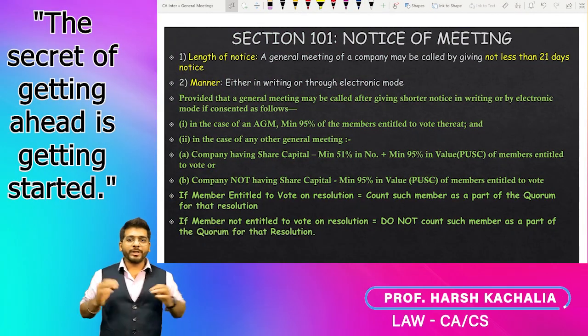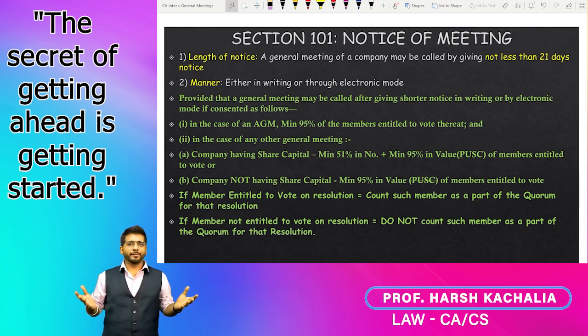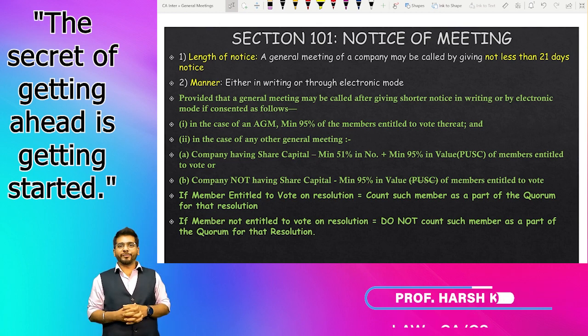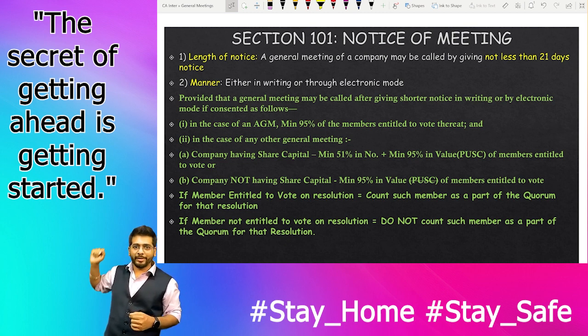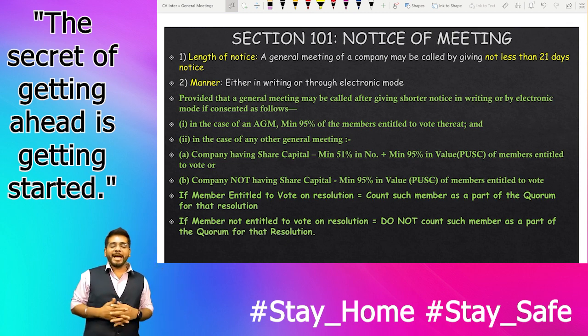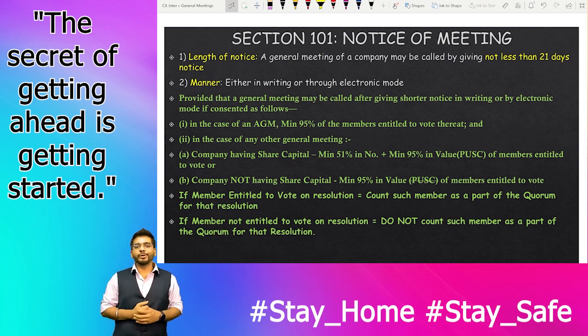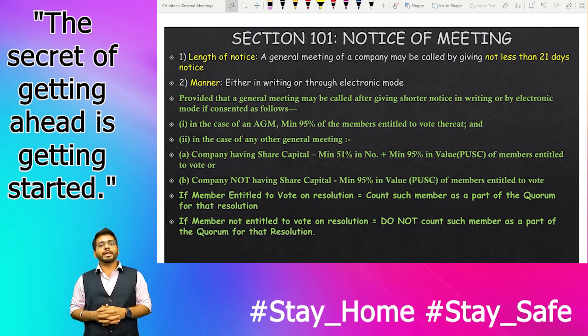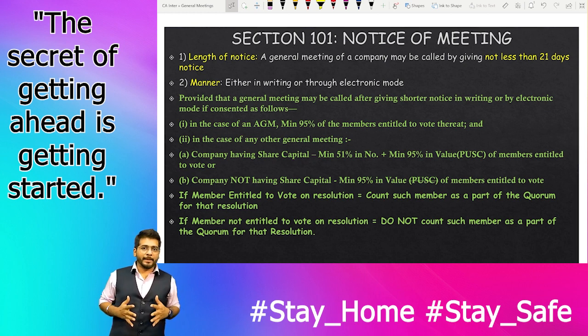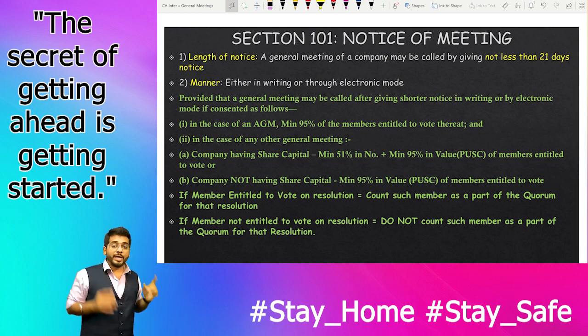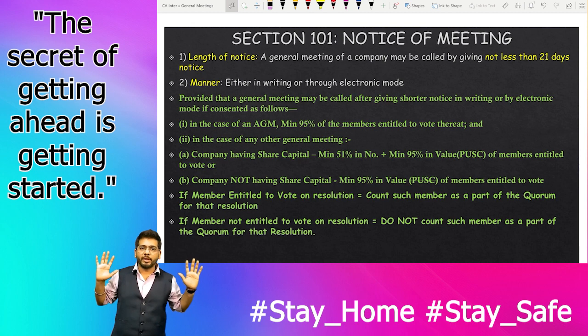101. Notice of the meeting. Well, you already know the story from 101 to 120. So the Ant-Man is coming and drafting the notice of the meeting for me. What will he do? He says, the provision says, you should draft the notice of the meeting and send it to the members at least 21 days before the meeting.